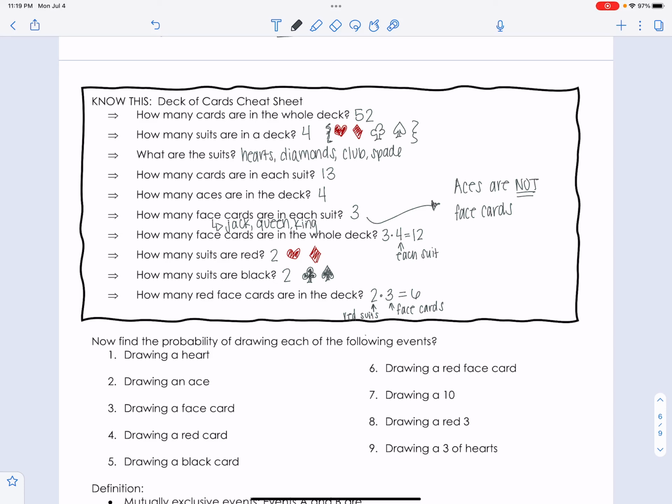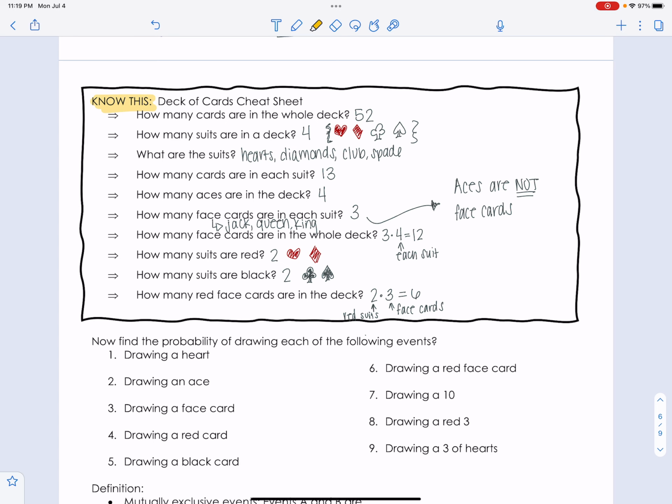So in this video, we are going to look at a specific example to do with playing cards. I found that students have a hard time visualizing playing cards if you're not familiar with poker or blackjack or whatever different game you may have played growing up. So here's your playing card cheat sheet. I would recommend jotting this down and then going back and looking through this.